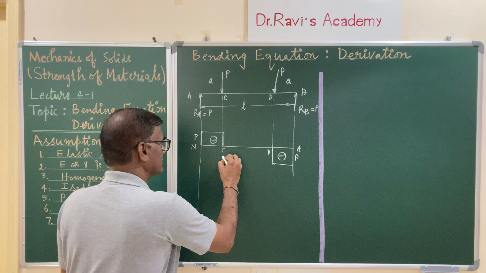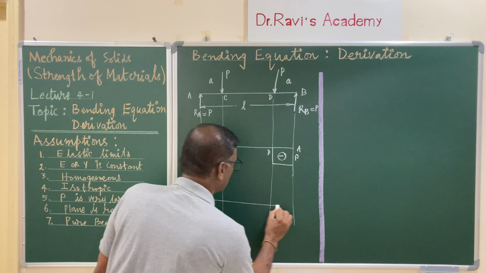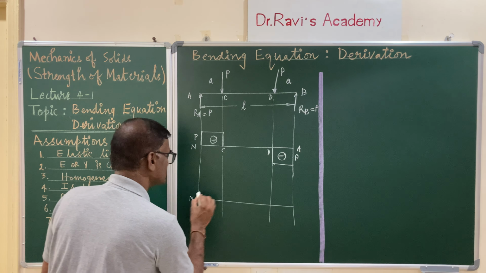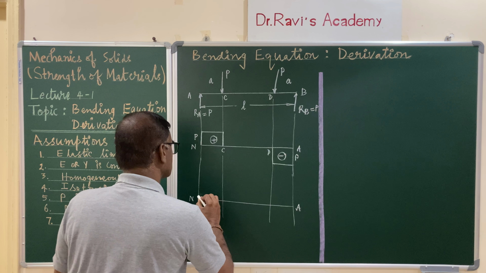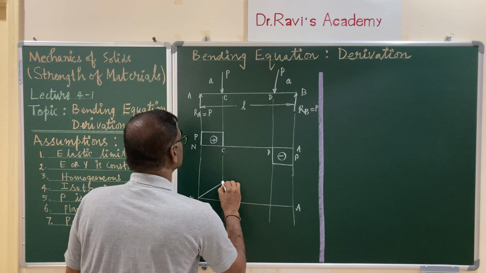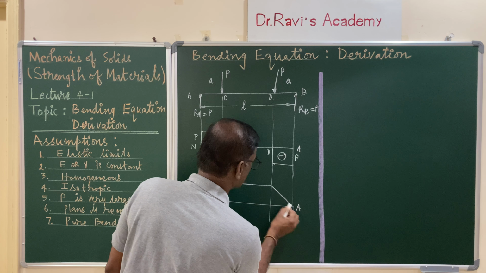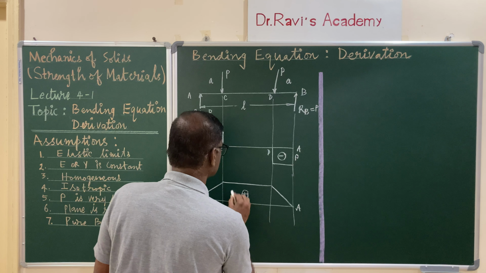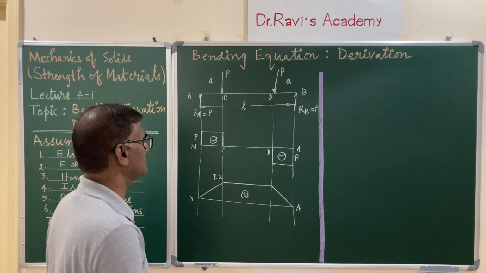If you draw the bending moment diagram for the same, let us draw with the same alignment, and let us consider again the neutral axis NA. You see that the bending moment is continuously increasing, it increases to P into A and remains constant, so the total bending moment is P into A. This is the value, and it is positive.